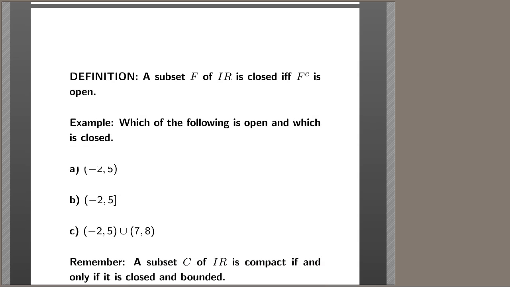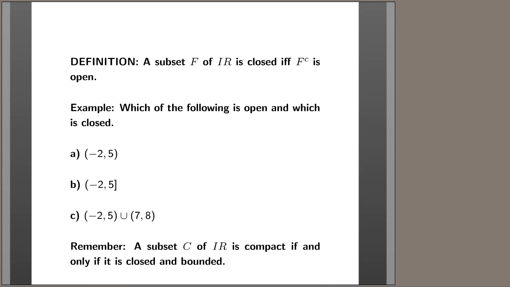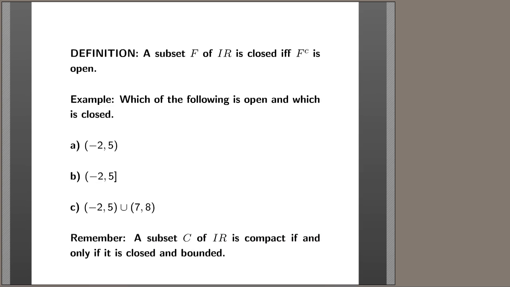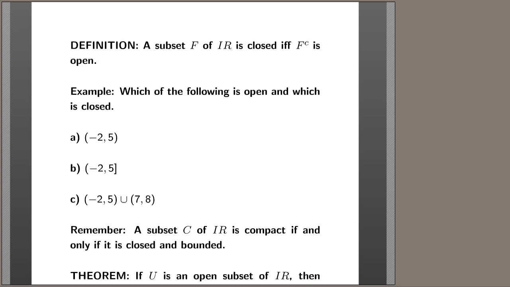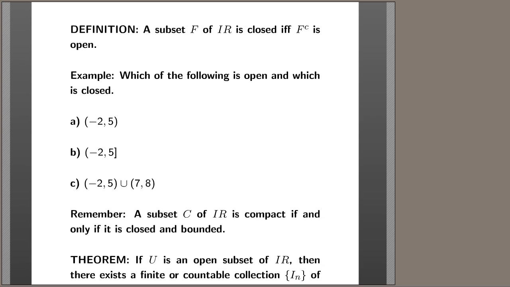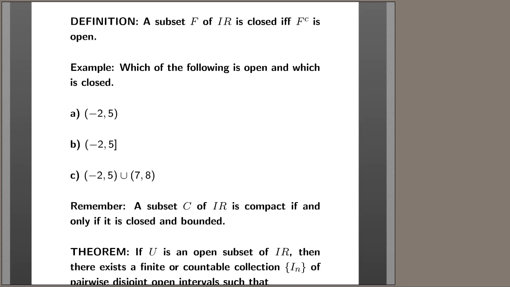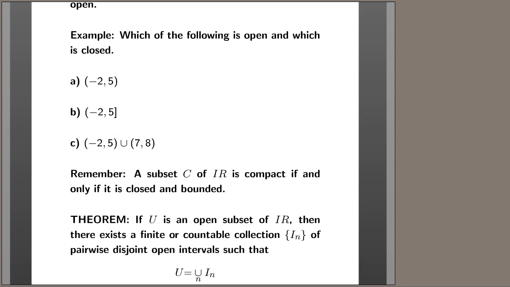Okay, let's have a little practice. Which of the following sets is open? (-2, 5), parentheses at both sides. Obviously, that's open. In fact, it's an open interval. Next, -2 to 5, but at 5 we put a bracket. That's not open because around 5 you cannot have any little interval which is completely in this set, right? C is open, right? In fact, the union of two open sets is an open set.